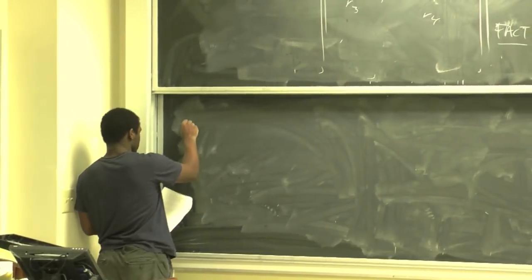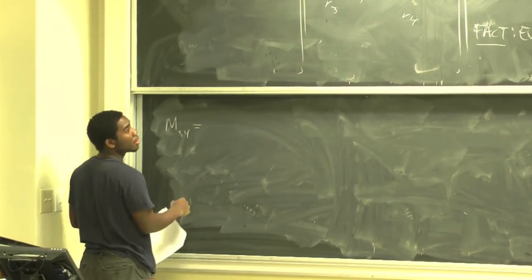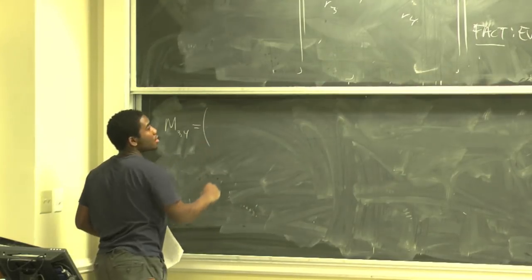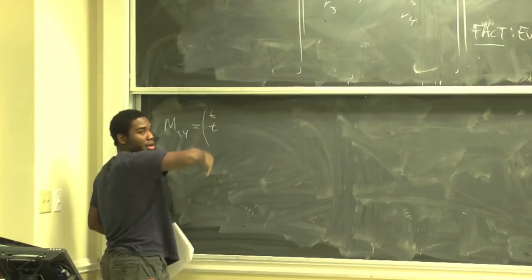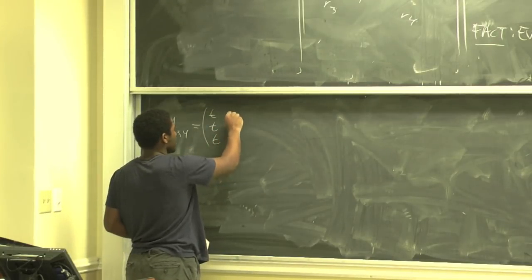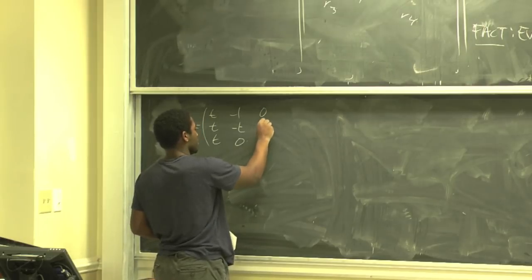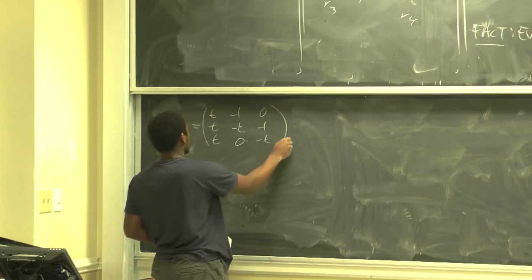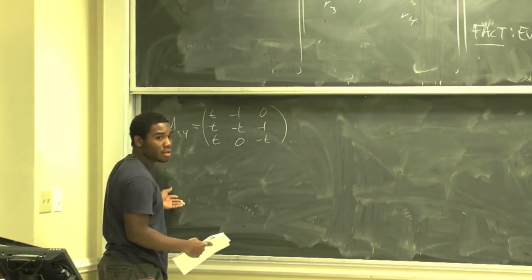So we have our matrix, then it's going to be... Someone want to read it off? T, you're going down. T, T, T, negative 1, negative T, 0, 0, negative 1. Okay, cool. So how we actually do this is just by using a cofactor, right?